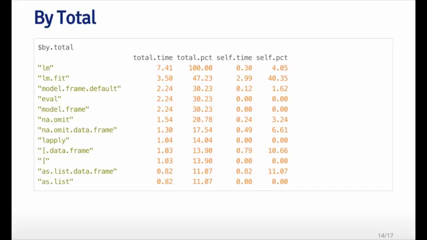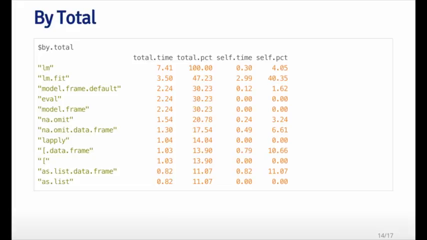So here's an example of some output in the by.total format, and you can see very clearly at the very top that 100% of the time is spent in the lm function. So the total time was 7.41 seconds for this run. And all of it was spent in lm, of course, because lm was the top-level function. But you can see that the second place winner was the lm.fit function. I mentioned lm.fit is where a lot of the computation occurs, and so that was 3.5 seconds, so about half of the time in that function.